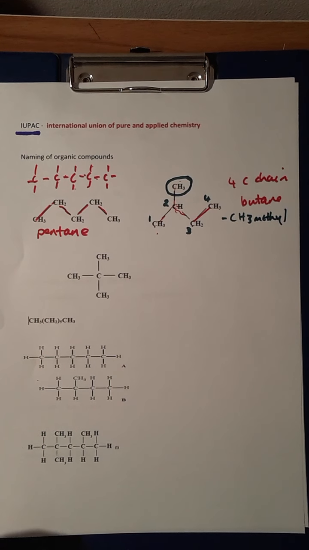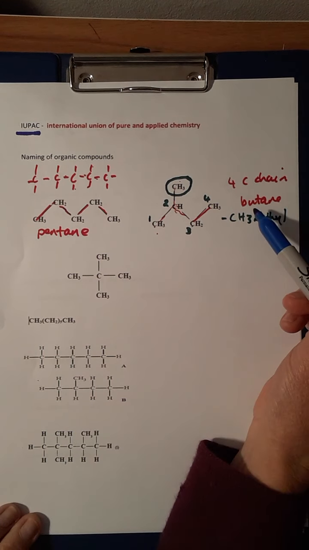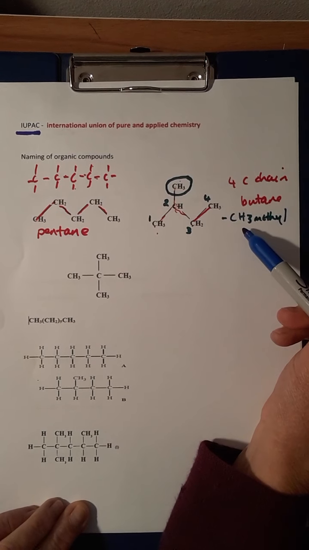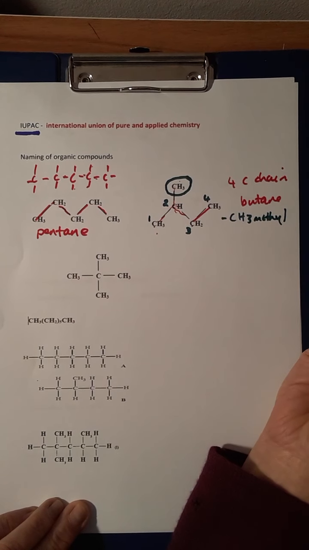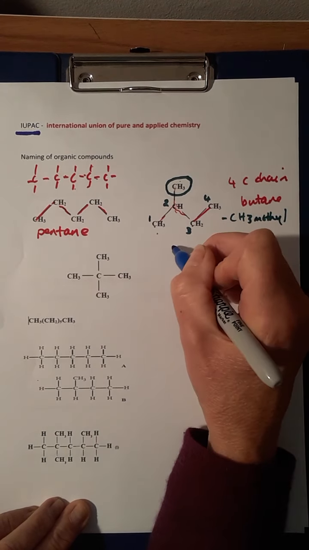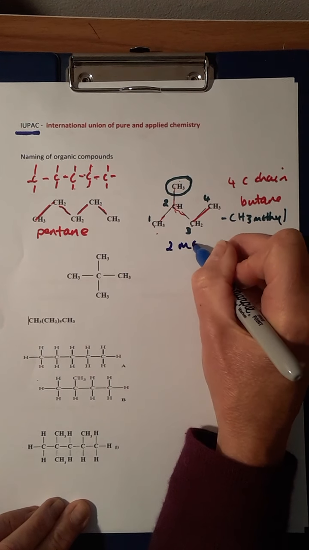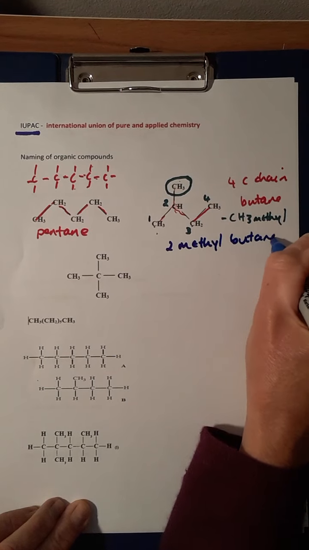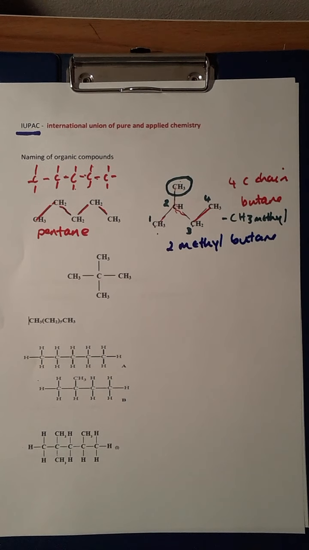So it's a methyl substituent group. I've got to include that in the name. So the real name of this compound then is butane, but with a methyl group attached to carbon number 2. So the name of this compound is 2-methyl butane.